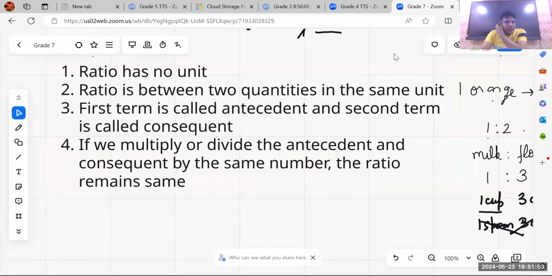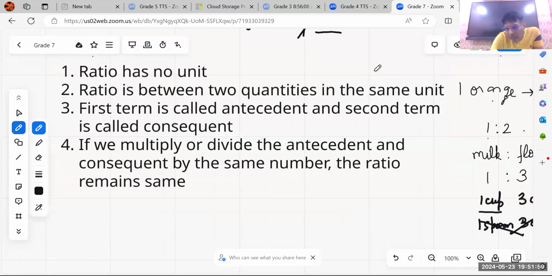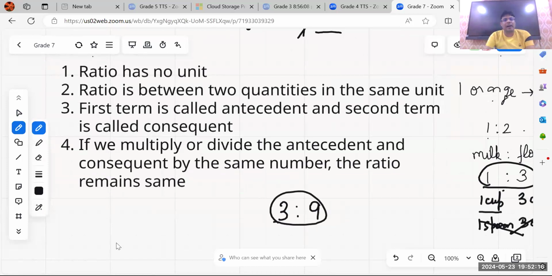So what does it mean? Suppose your ratio is 1:3, sorry. Now your mom said there is a party, you will have to make a much bigger cake. So what you will do, you can add 3 cups of milk, but the flour accordingly will be 9 cups. So you can multiply or divide the ratio by any same number. The ratio will not change, it will remain the same.